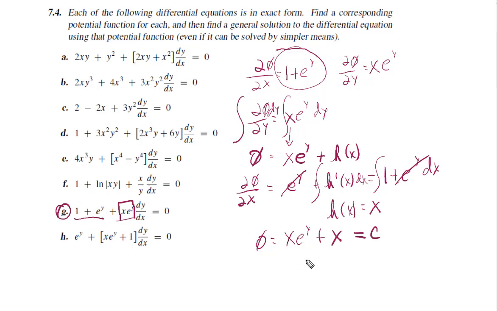We'd like to recover the y if we possibly can. So if we subtract x from both sides and divide by x, we can do the natural log of both sides and get y equals the ln of c minus x over x.